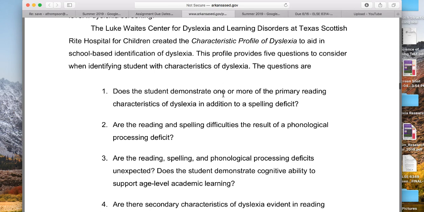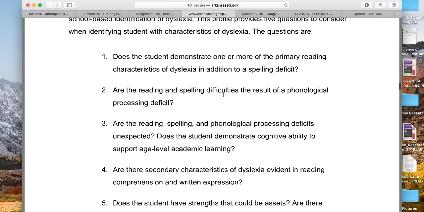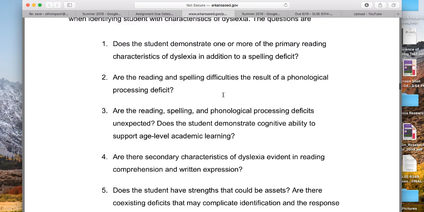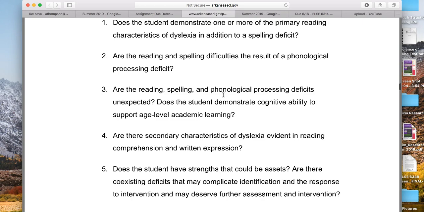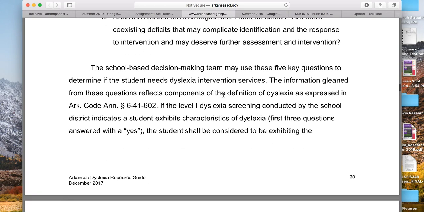At Texas Scottish Rite Hospital, there are also five questions to consider when identifying students with dyslexia, and these are excellent to review. I would encourage you to look at those.